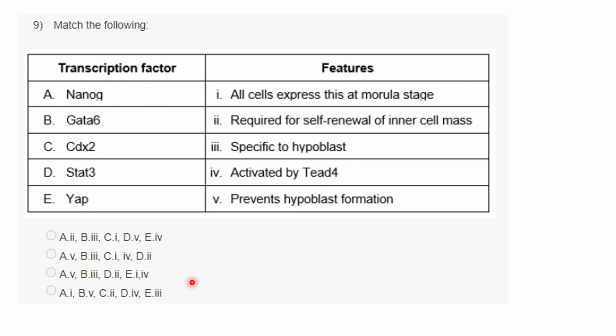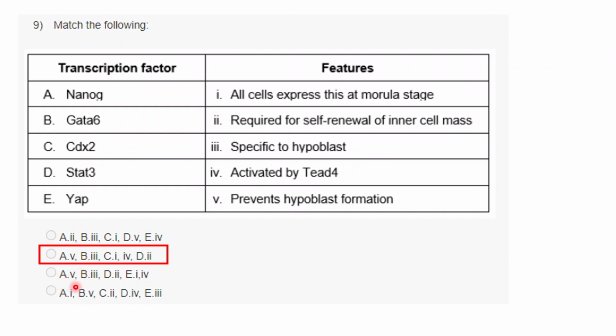Okay, so let me reveal the correct answer to this question. Option 2 is the correct answer. A5, Nanog, prevents hypoblast formation. GATA6, specific to hypoblast. CDX2, all cells express this at the morula stage, and also CDX2 will match activated by TEAD4. STAT3, required for self renewal of inner cell mass.